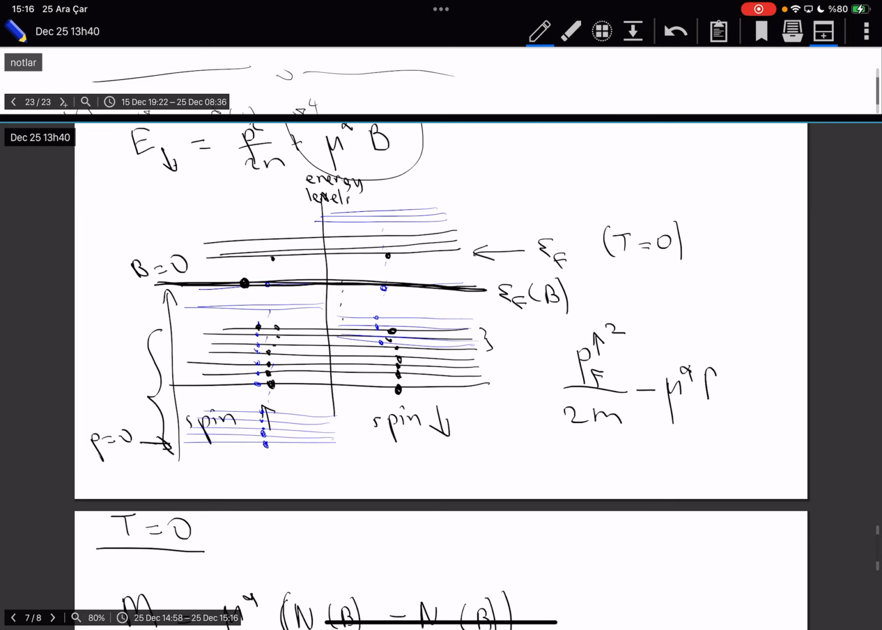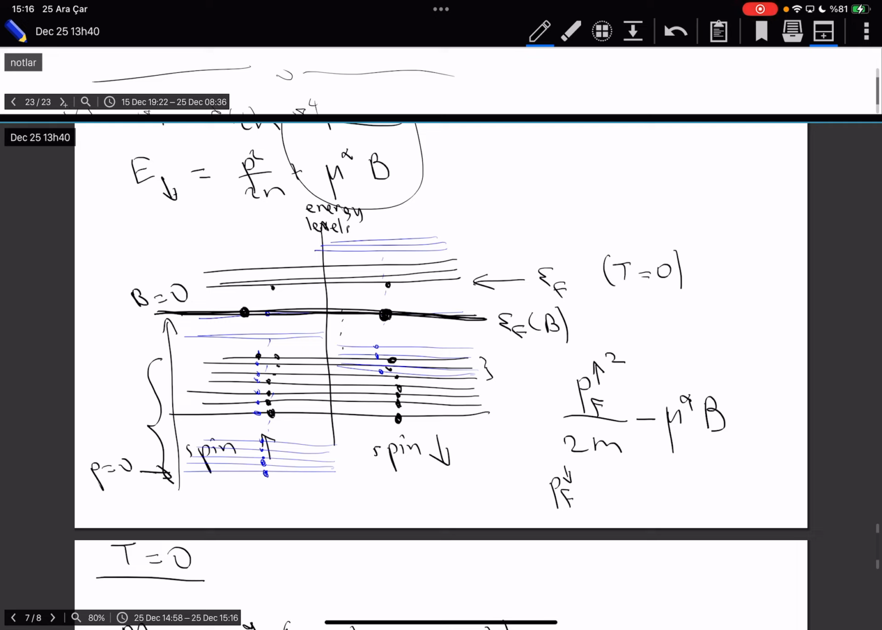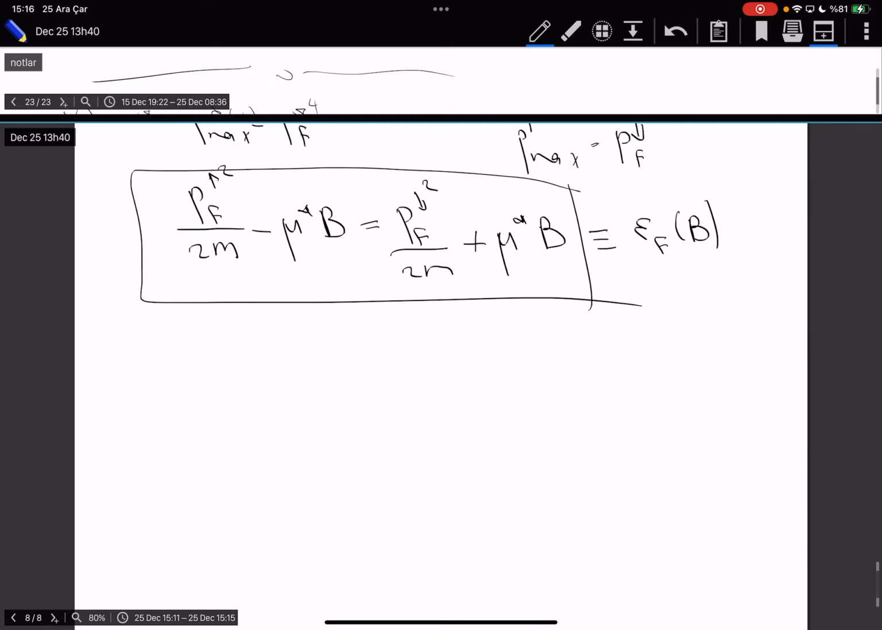Well, if I look at the particle with the same energy, but for spin down, it will have this Fermi momentum. But it will also have a magnetic energy, which will be mu star B. But these two particles, one being spin up, the other being spin down, have the same energy. So it's just this expression over here. I just took one spin up particle at the Fermi energy and one spin down particle at the same Fermi energy.